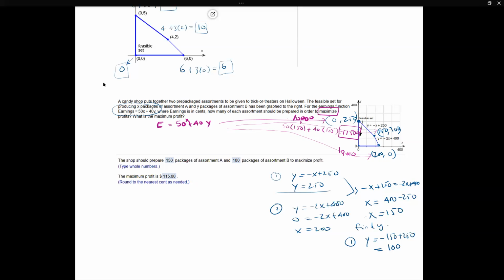Because that's the goal. As you see in the answers, we found 150 and 100 already, and now the maximum profit, which is 11,500. The question explains that it's given in cents or pennies, so we need to convert this to dollars. In order to convert it to dollars, we divide by 100. So 11,500 divided by 100 gives us 115.